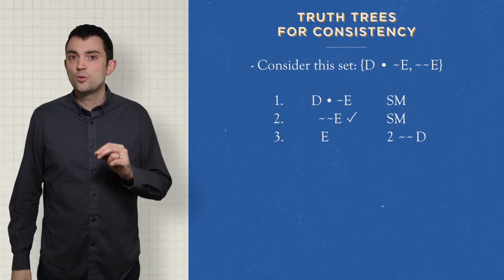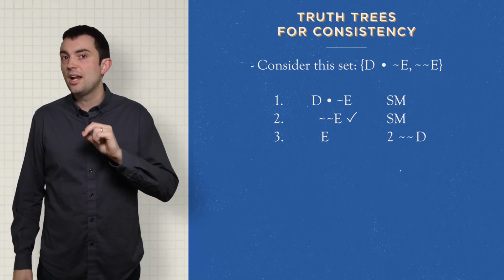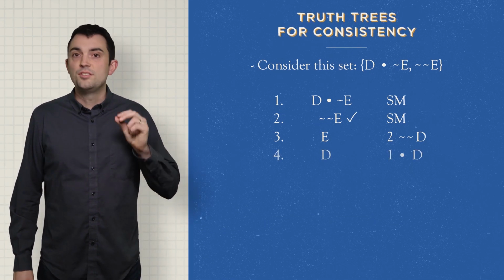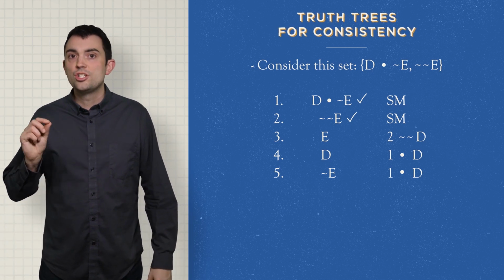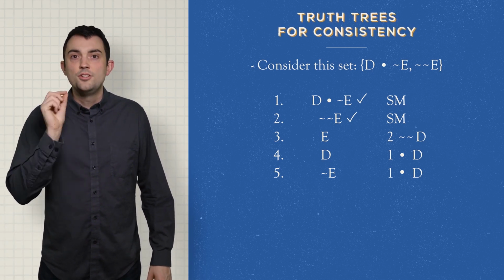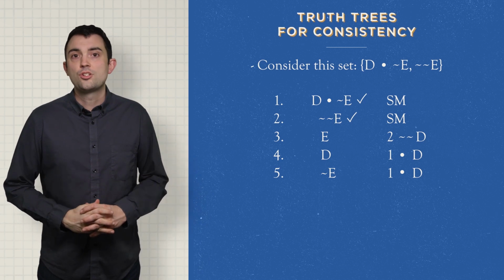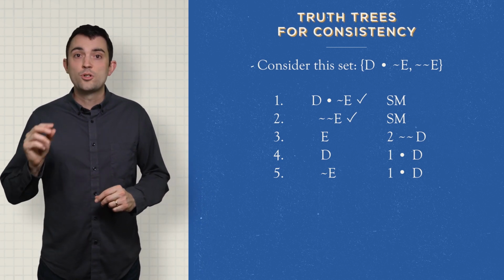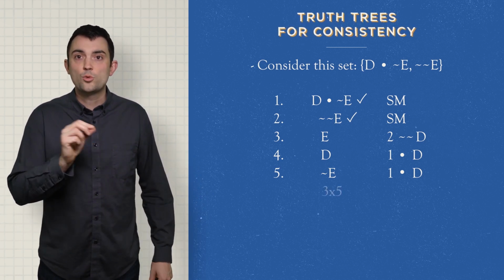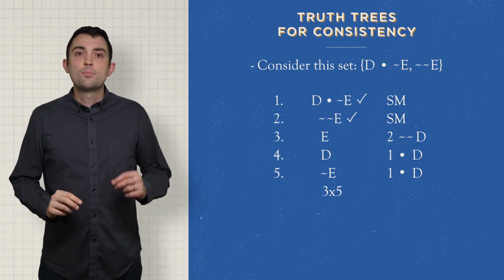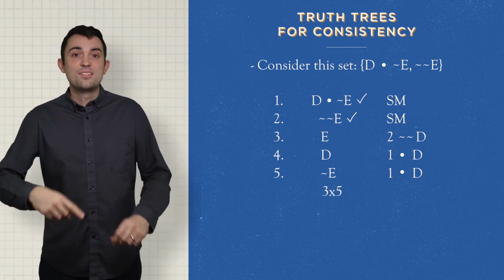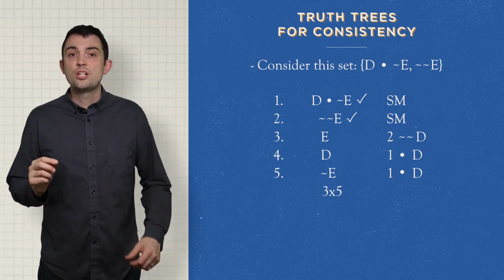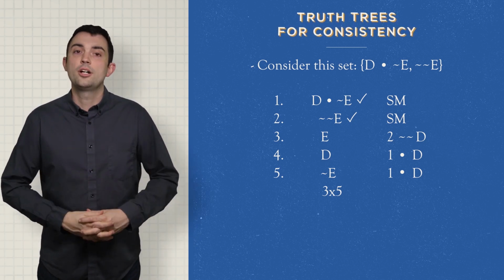Now we need to decompose the compound proposition D and not E. It decomposes into D and not E, and we justify each step as step 1 conjunction decomposition, or step 1.D. Now we see a contradiction between E and not E, line numbers 3 and 5, and so we label that branch as 3x5, which means the proposition in line 3 contradicts the proposition in line 5, and that means that's a closed branch, in contrast to the open branch we saw earlier.